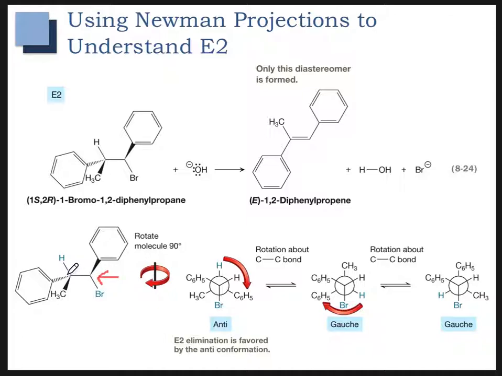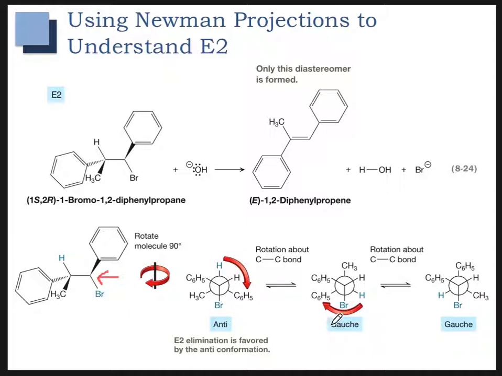And we look at the back carbon, and notice on the back carbon the hydrogen is straight up. The benzene ring is on the right, and the methyl group is on the left. And here's our beta hydrogen straight up. So this is our anti-orientation.